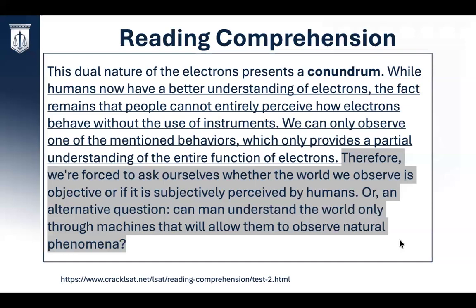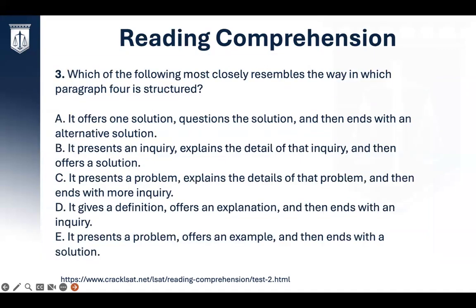We can only observe one of the mentioned behaviors with our own eyes, which only provides a partial understanding of the entire function of electrons. Okay? Therefore, we are forced to ask ourselves whether the world we observe is objective or if it is subjectively perceived by humans. Or an alternative question, can man understand the world only through machines that will allow them to observe natural phenomena? Okay, so what we're looking for, though, in this answer is how is this paragraph constructed? We're not looking for what does all this mean. We're looking for which answer most closely models the construction of that paragraph.